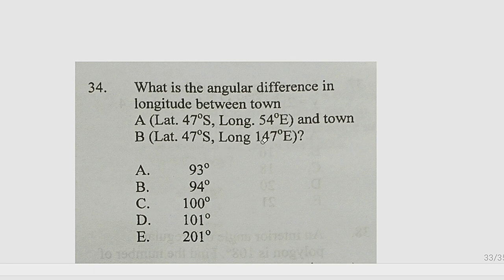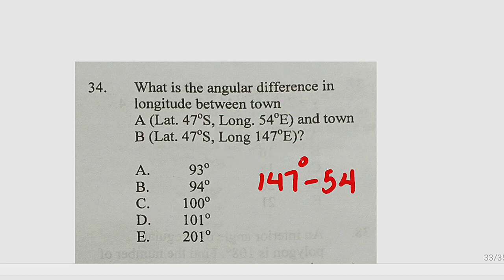The longitude here is 147, but the directions are all the same, east. So remember, if you are on the same direction, subtract. If you are on opposite directions, you add. So we take 147 degrees, we subtract 54. Remember, we are looking for the difference in longitude.